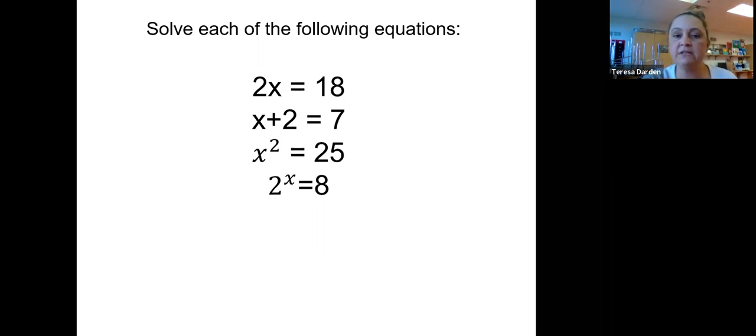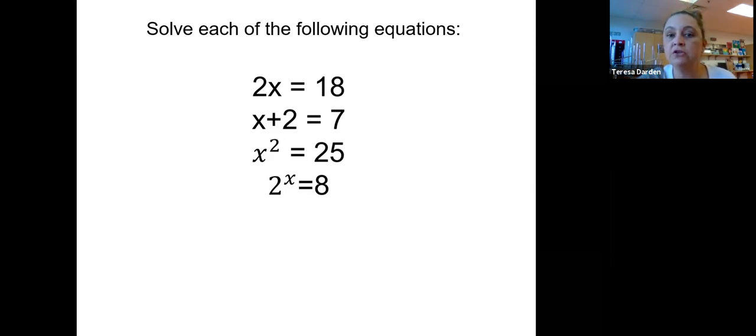Okay, so we're going to start off with, I just want to ask you, if you had to solve 2x equals 18, what would you do? Divide by 2, right? Because to undo 2 times x, you divide by 2. How do I undo x plus 2? Subtract, you're right. How do I undo x squared? I would take the square root, right?